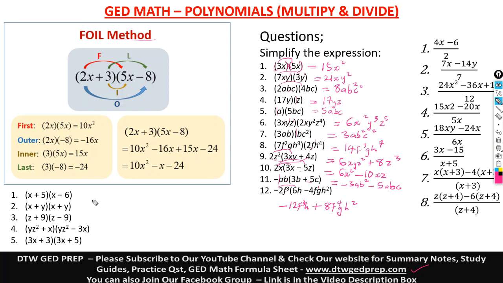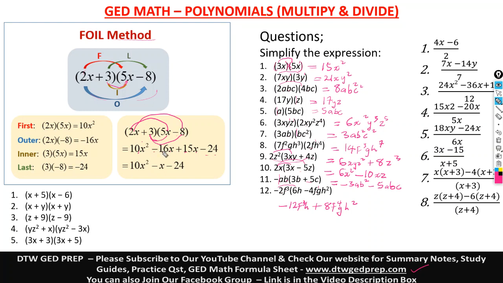All right? Now, we're still in multiplication, so that's why it comes to me explaining the FOIL method, which is first, you do the first, then you do the outer, then the inner, and the last. So here you do 2x times 5x, it gives you 10x squared. You do 2x times negative 8, it gives you negative 16x. You do positive 3 times 5x, it gives you positive 15x. And you do positive 3 times negative 8, it gives you negative 24.